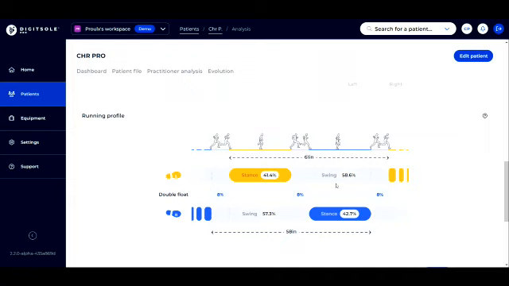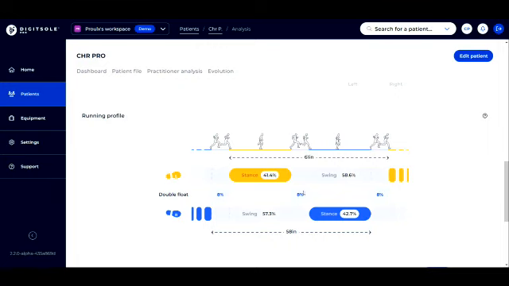The running profile is a little bit different than what we see in the walking profile. There is a double float phase, not a double support, but a double float. And you will see that they will spend less time in contact with the ground, greater time in the air, in the swing phase, as well as a double float phase, the faster that they're running. And we will typically see a longer stride as a result of that as well. That's how they get more time in the air, because they're covering more distance.